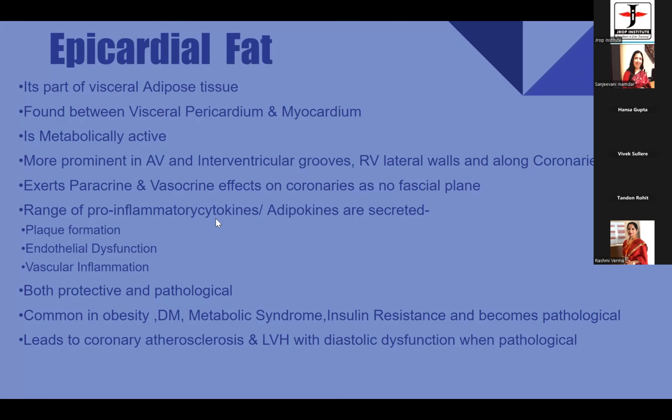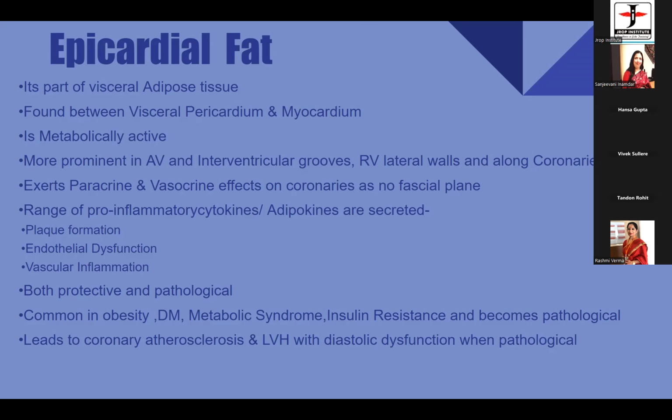A range of pro-inflammatory cytokines and adipokines are secreted, which leads to plaque formation, endothelial dysfunction, and vascular inflammation. It has both protective and pathological effects. It is commonly seen in obesity, diabetes, metabolic syndrome, insulin resistance, and becomes pathological. It leads to coronary atherosclerosis and left ventricular hypertrophy with diastolic dysfunction when pathological.